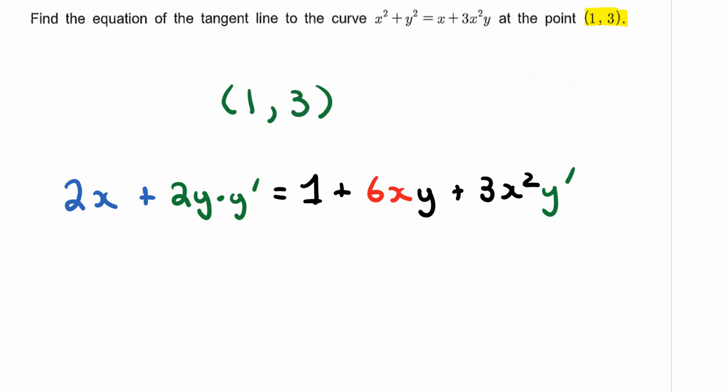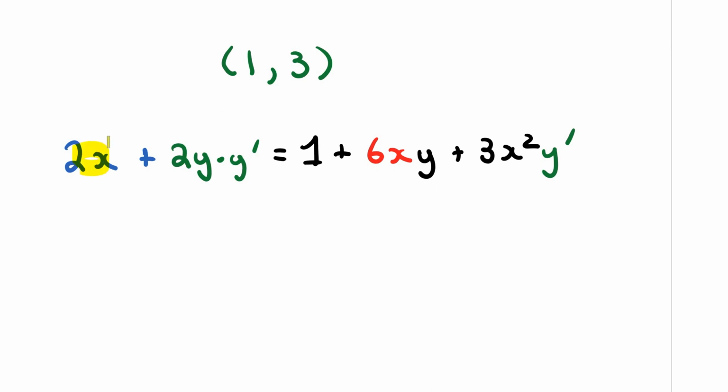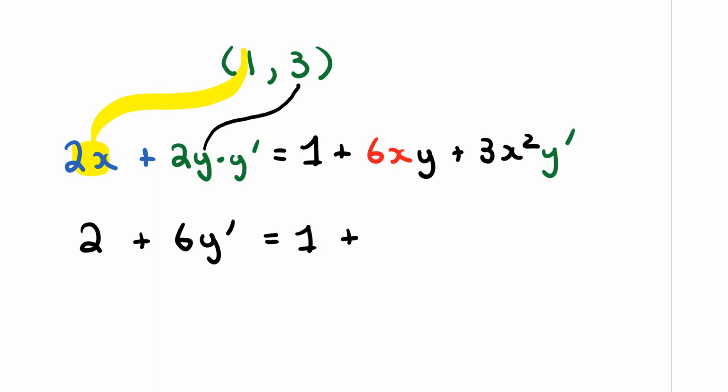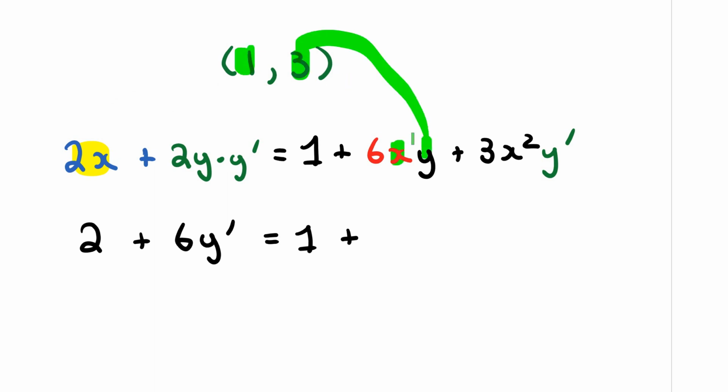So this is another mental math exercise here. So 2x, right? So 2 times 1 is going to be 2 plus, and then this y is going to be a 3, right? So 2 times 3 is going to be 6, so 6y prime equals 1 plus. Okay, and then if I take this 1 and that 6 and this 3 and that y, that's really like 6 times 1 times 3, which is going to be 18, right? So 6 times 3 is 18 plus, and then this x is going to be a 1, so 3 times 1 squared is going to be 3y prime.